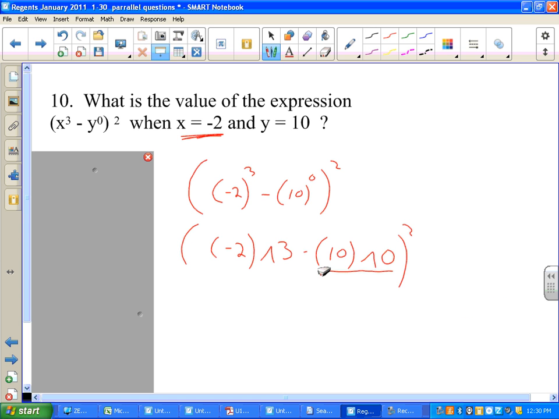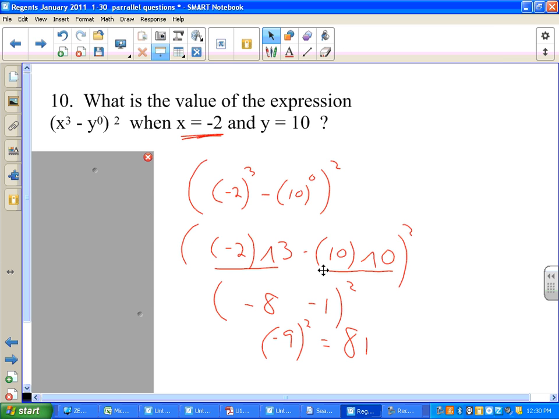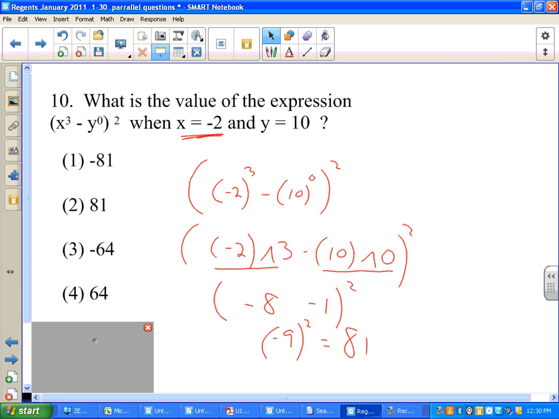You should know anything to the 0 power is just 1. This is -8. Now we have -8 minus 1 is -9. If you didn't have it in parentheses, your calculator may say -81, but it is +81. We take a look, see if that's one of the choices. It is choice 2.